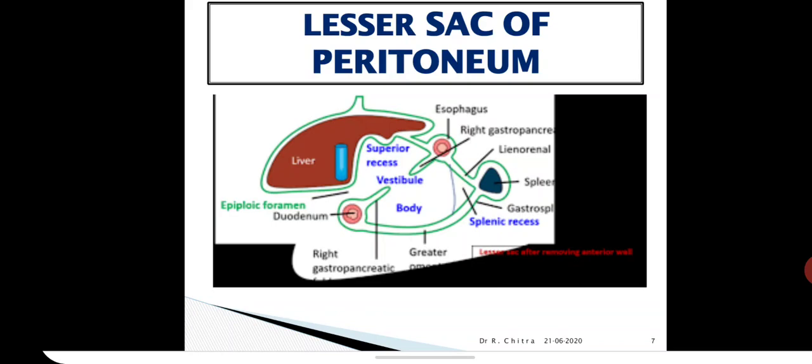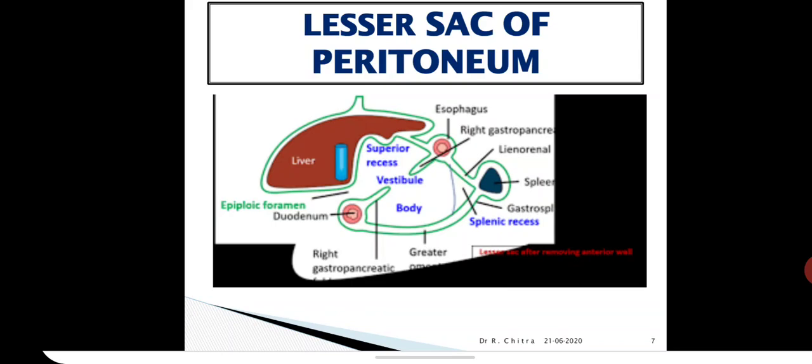This foramen divides the lesser sac into some parts. The upper part is known as the superior recess, and a lower part known as the inferior recess or the main omental bursa, that is omental bursa proper. A splenic recess of lesser sac extends into the hilum of the spleen. So now we have completed the interior of the lesser sac.